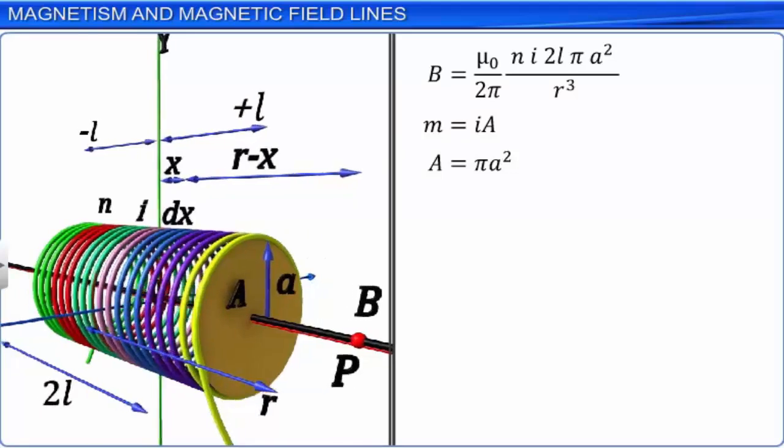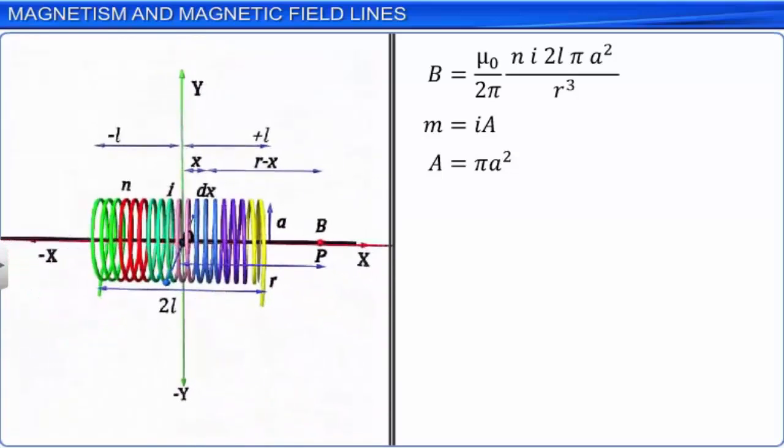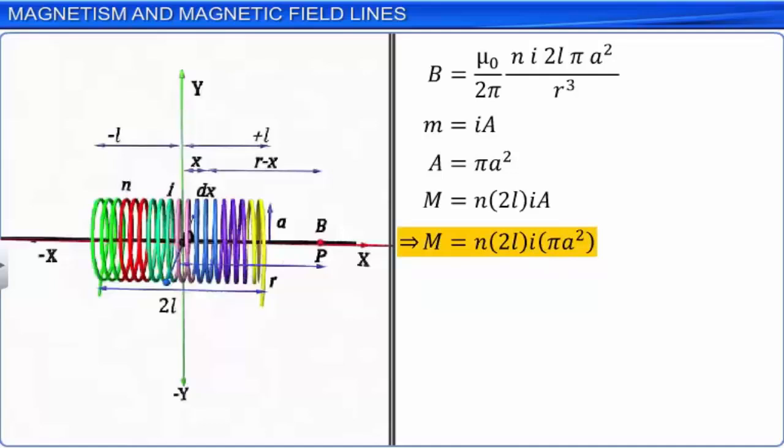Substituting M for the terms in the expression for magnetic induction B, we get the magnetic induction B = μ0 by 2π into M by R³. On multiplying the numerator and denominator with 2, we get the magnetic induction B = μ0 by 4π into 2M by R³.